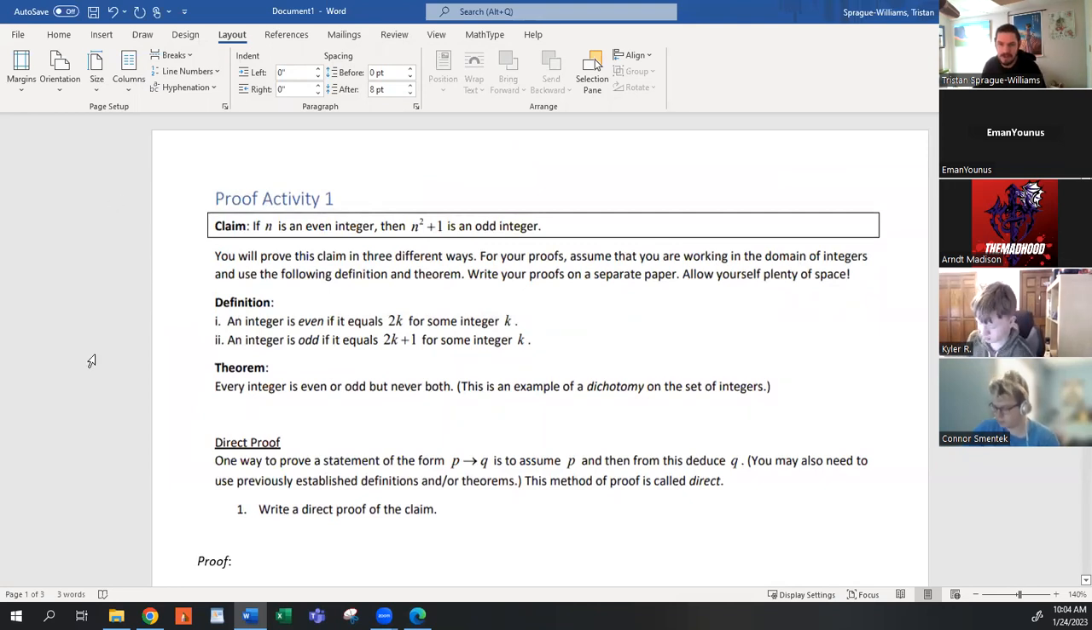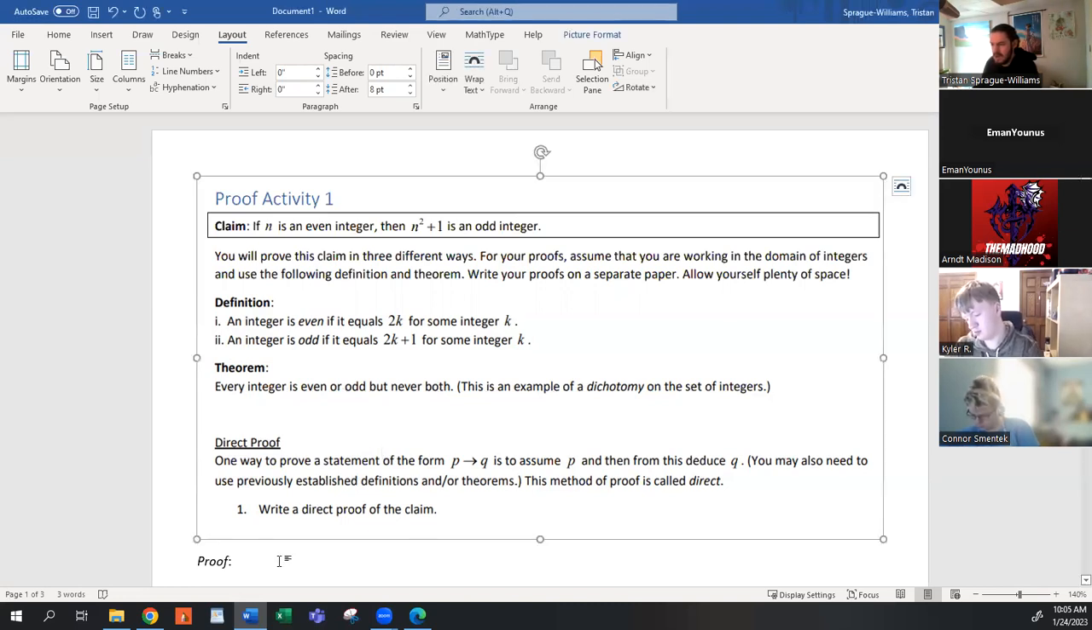We're going to prove this claim in 3 different ways, right? So picking up where we left off yesterday, the claim is: if n is an even integer, then n squared plus 1 is an odd integer. So we are assuming that we are in the domain of integers. And we have these definitions to work with, and this theorem, which we could call a dichotomy on the set of integers: every integer is either even or odd and never both. It's like an XOR.